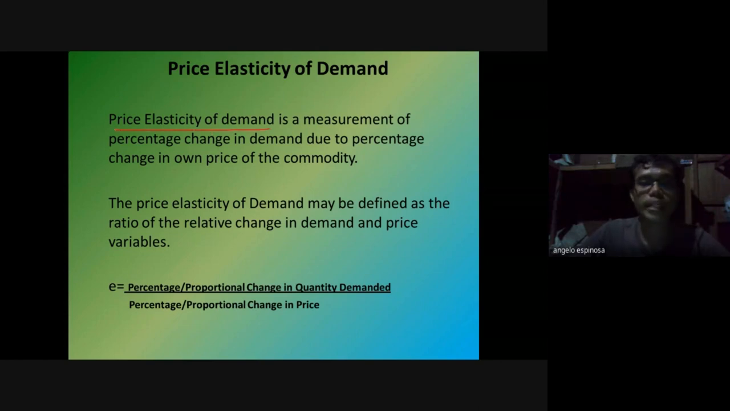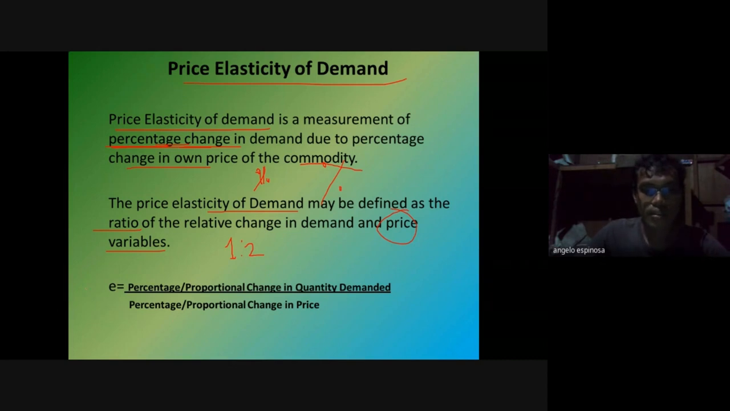Price elasticity of demand is a measurement of percentage change. Ibig sabihin percentage pinag-usapan. It is the percentage change in quantity demanded due to percentage change in own price of the commodity. So the price elasticity of demand may be defined as the ratio, like 1:2, of the relative change in demand and price variable. So yung price is nagba-vary or nag-change.